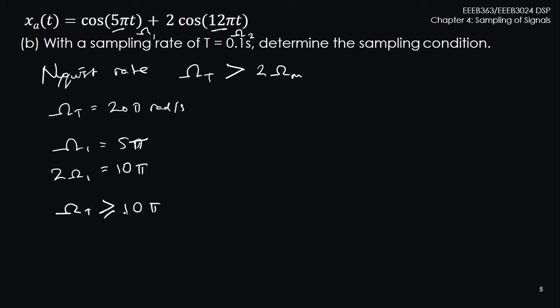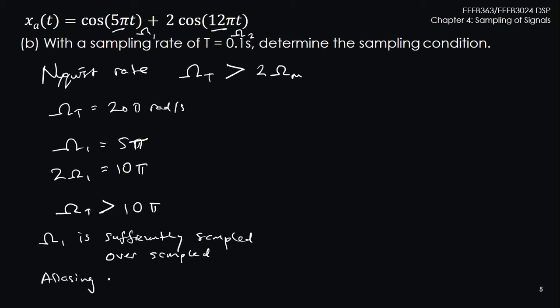Yes, omega t is definitely larger than 10 pi. What we can conclude from this is that omega 1 is sufficiently sampled, or we can say oversampled. And that's good. This means that aliasing will not occur on omega 1.